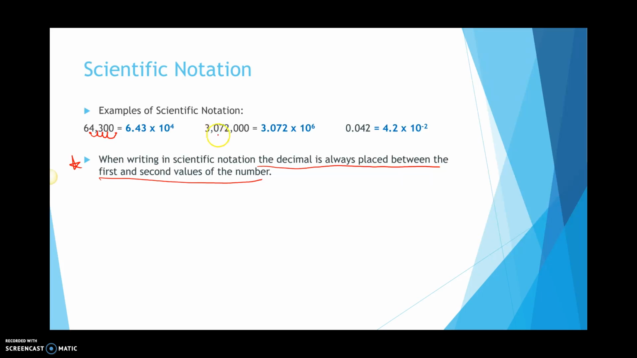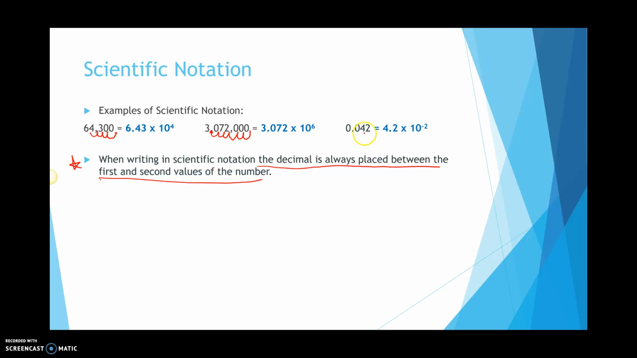We have 3,072,000. And so how do we get our scientific notation? We put the decimal between the 3 and the 0. How many jumps does it take to get from that point to the end of the number? We go 1, 2, 3, 4, 5, 6. So that's how we got times 10 to the 6th power.